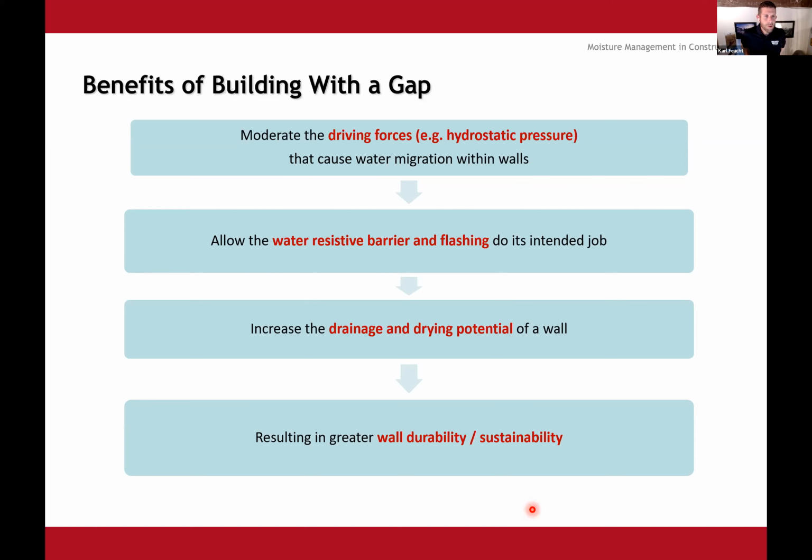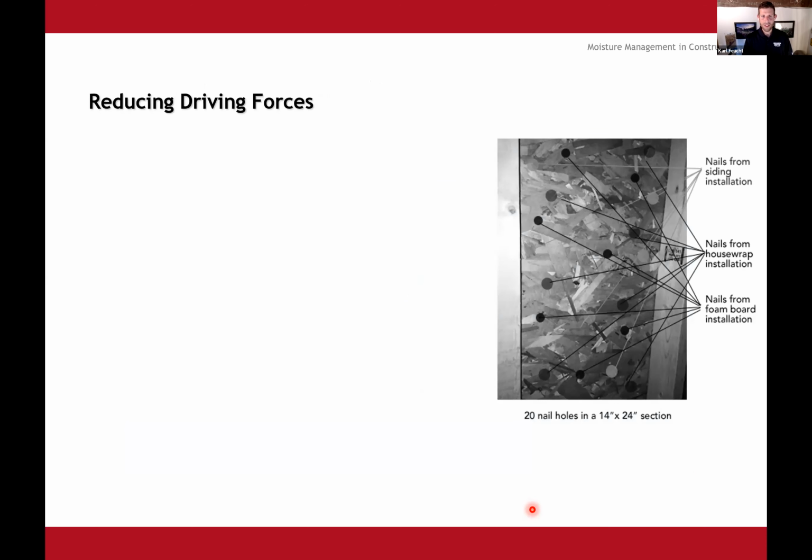And so when we don't build with a gap, and we're just installing a basic flat house wrap on the wall, right? So just a building paper, or a felt, or a Tyvek, or just a flat house wrap, we're not allowing that WRB to do its job. We're kind of setting it up for failure, essentially. And that's why building with a gap is important. We want to increase the drainage and drying potential of a wall. And ultimately, again, we all want to design and build healthy, sustainable structures that are going to last and stand the test of time.